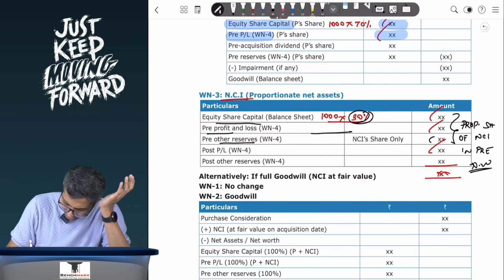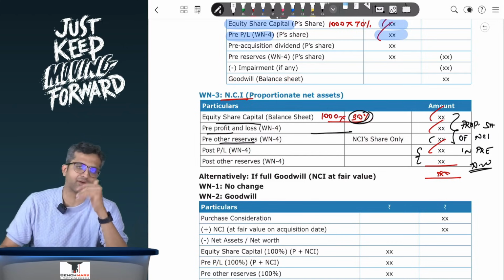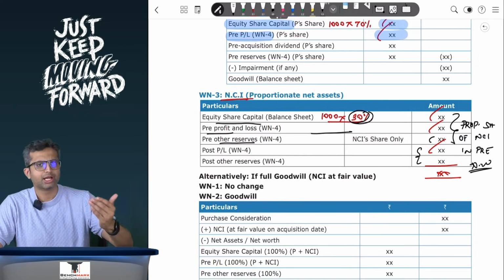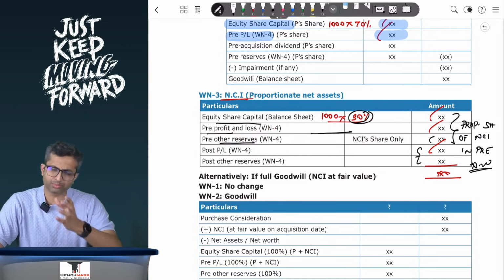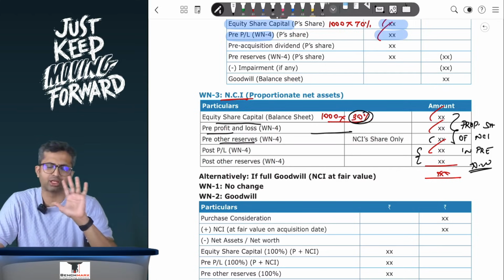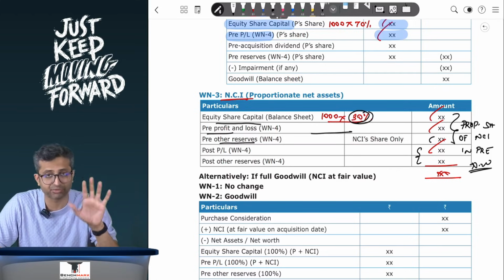Okay, now NCI will keep on changing even after the acquisition date, because the company may make profit after acquisition and NCI has a share in that profit as well. So NCI will keep on changing after the acquisition date.